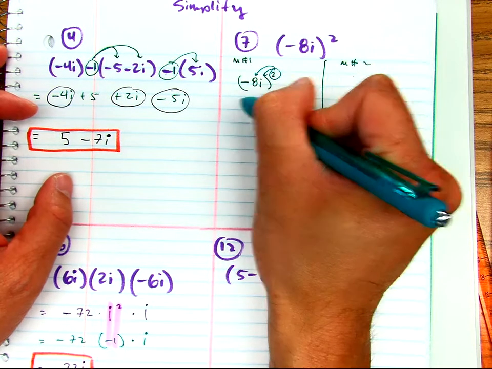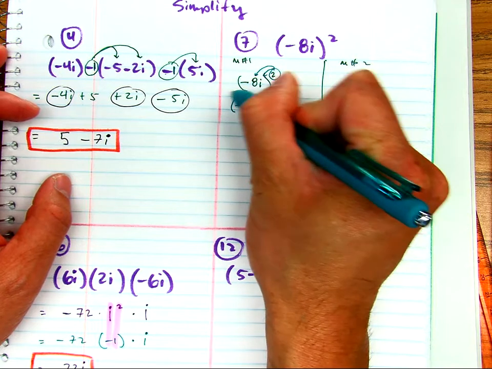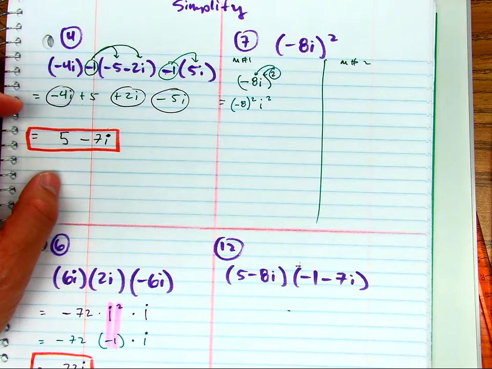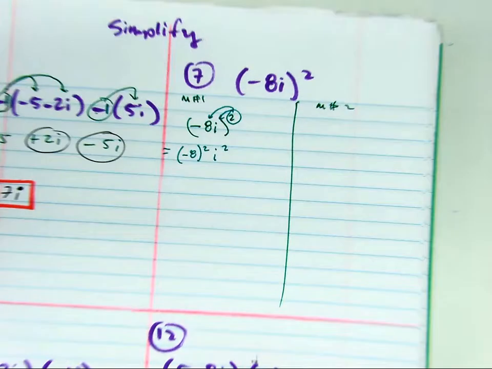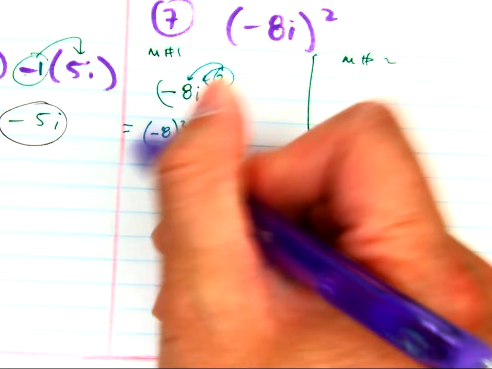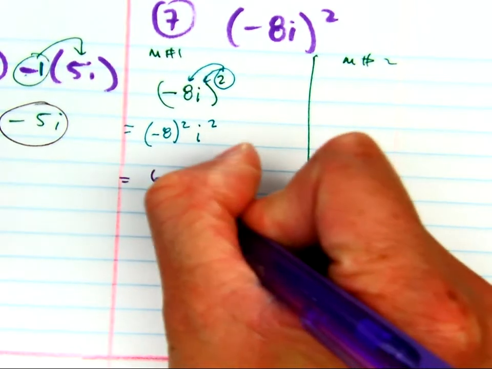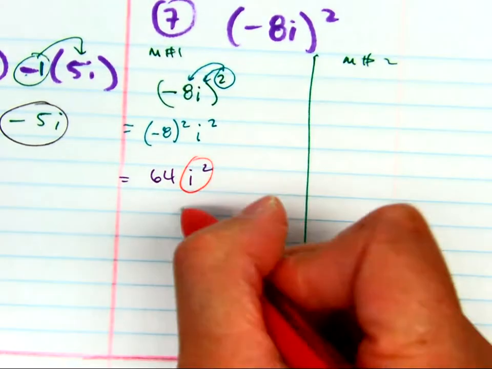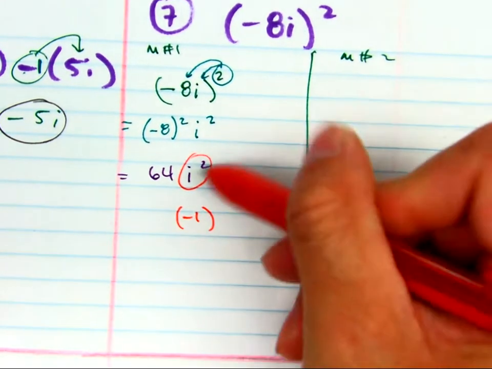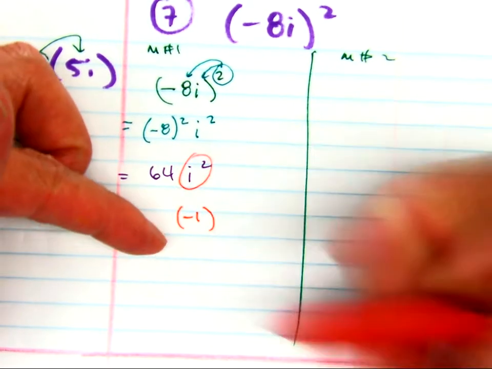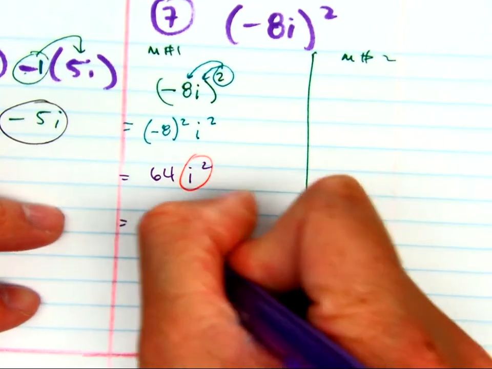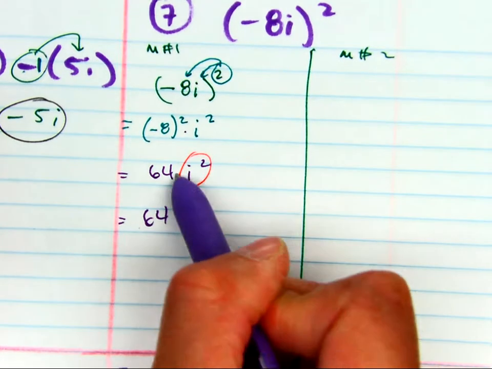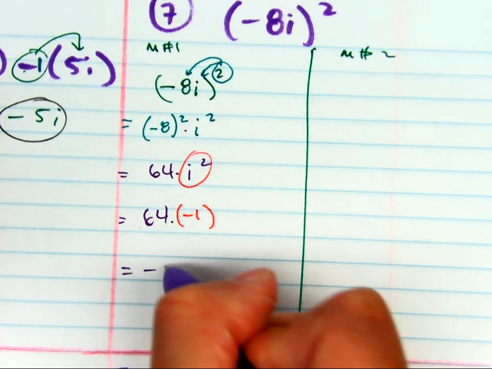So that 2 is going to go to negative 8 squared and also I squared. Negative 8 times negative 8 is 64, and class, I squared is equal to negative 1. Notice I'm putting those evaluations in parentheses. And remember, this does not read 64 minus 1. It's been multiplication all along. And that equals negative 64.